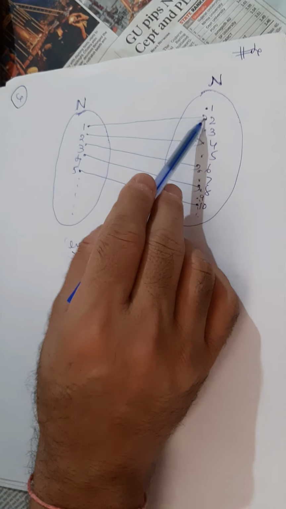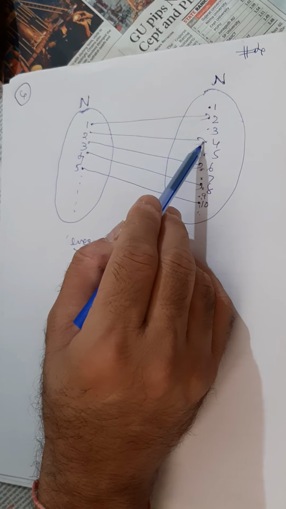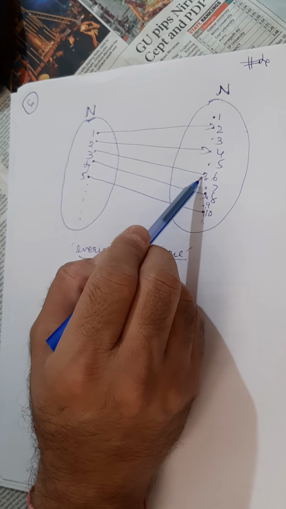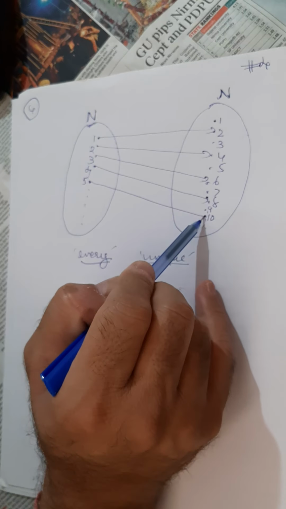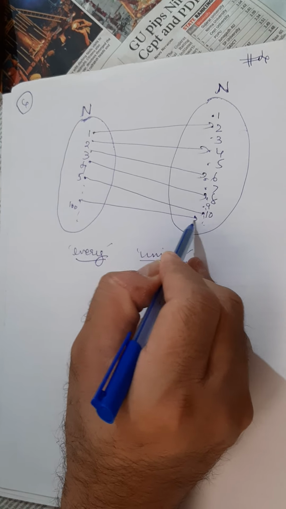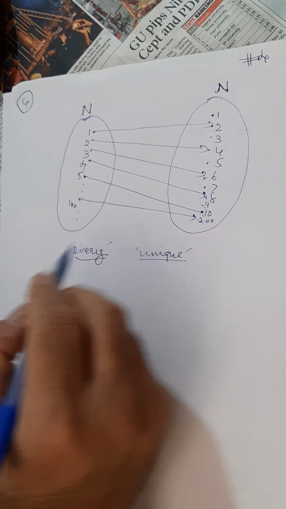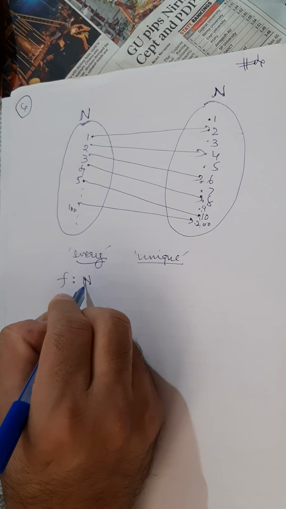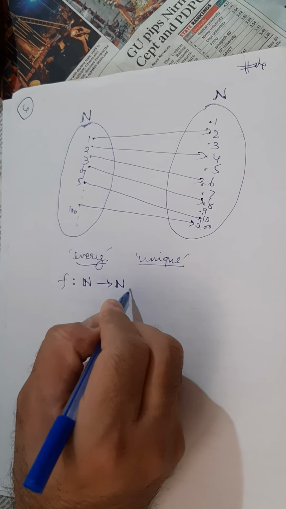1 goes to 2 only, 2 goes to 4 only, 3 goes to 6 only. You are just making it double here, remember. If I take 5, then it becomes 10. If I take 100, for example, then it becomes 200. So it's a function, you can see, and it's a function from N to N, natural numbers to natural numbers.